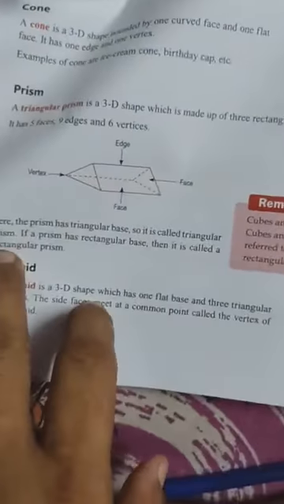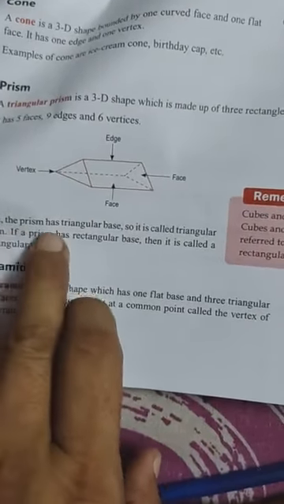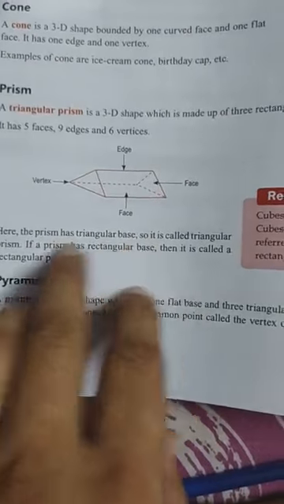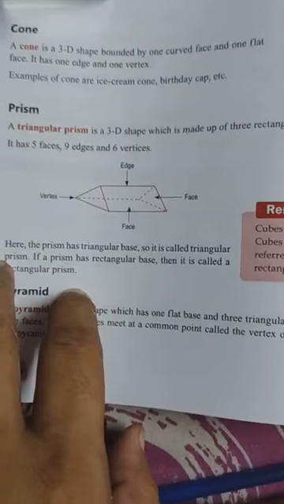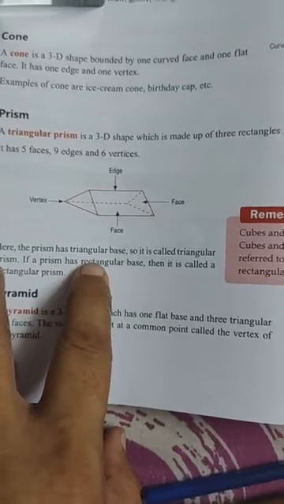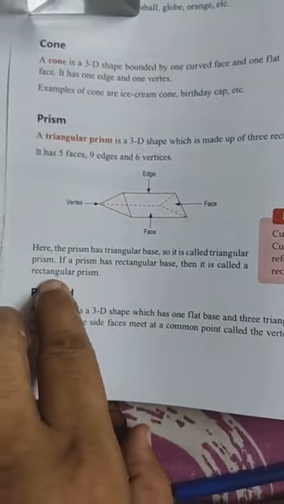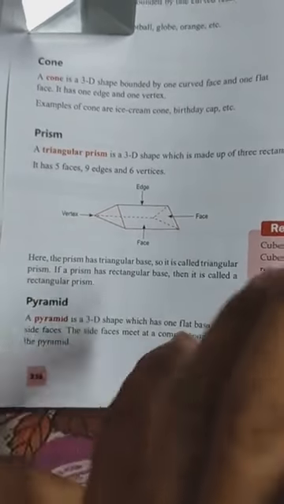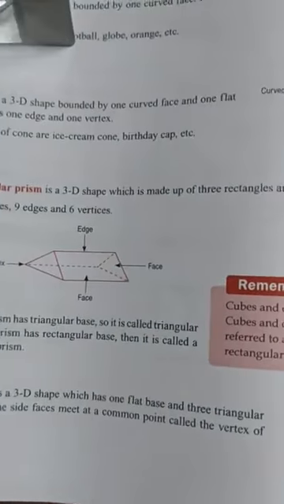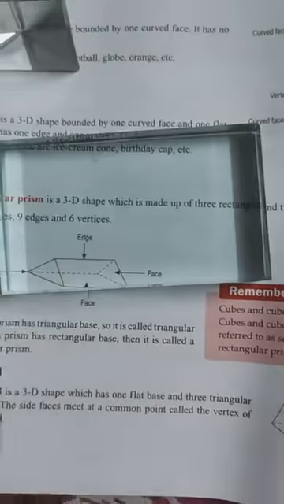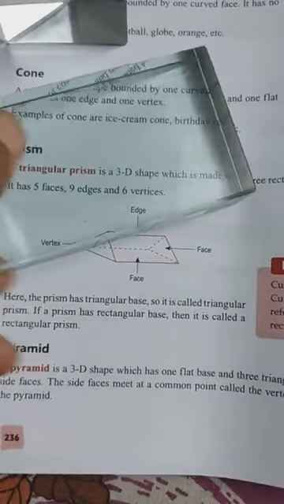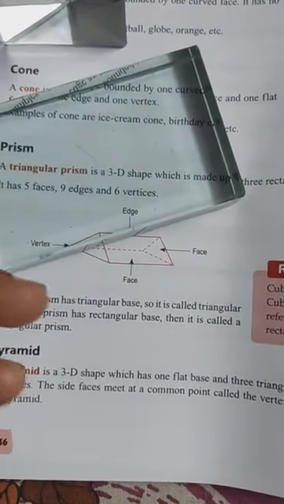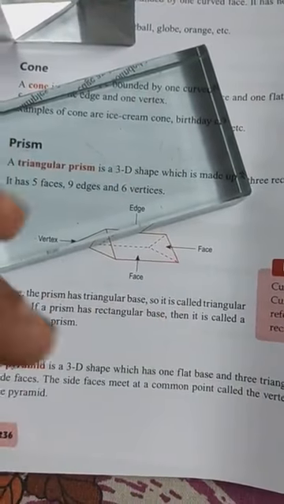Clear? So here the prism has a triangular base. It is called a triangular prism. If the prism has a rectangular base, then it is called a rectangular prism. In the same way, cube and cuboid are also prisms. Cube and cuboid are sometimes referred to as square prism and rectangular prism. So this one is the rectangular prism.